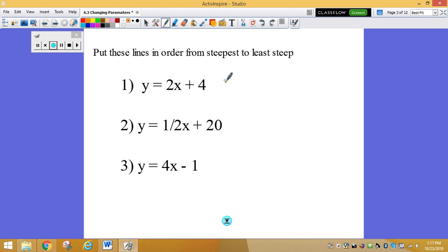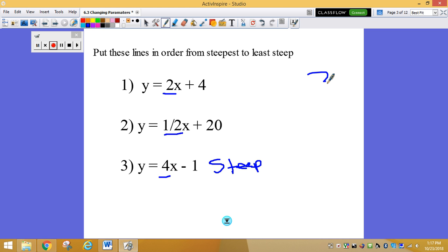So let's put these in order from the steepest to the least steep. So all we care about is our slope right now. We got a slope of 2. We have a slope of 1/2. We have a slope of 4. So steepest is going to be the biggest slope. So this is my steepest. 4 is my biggest slope.